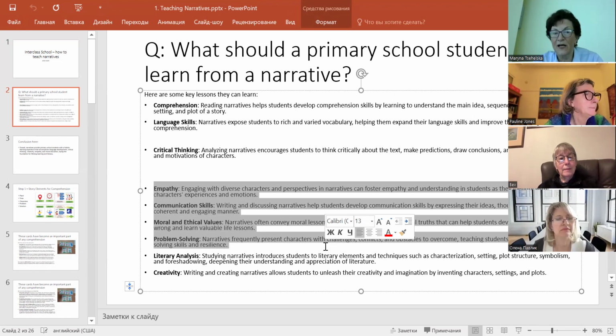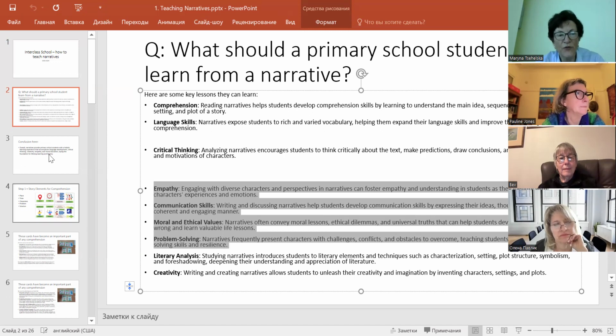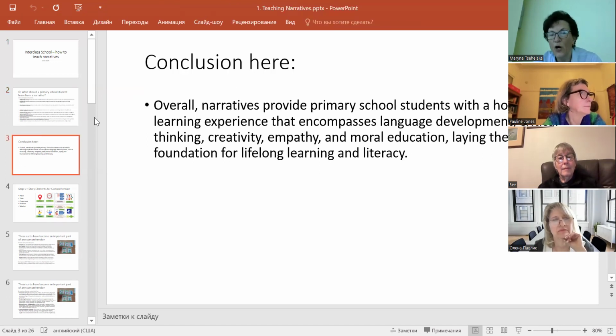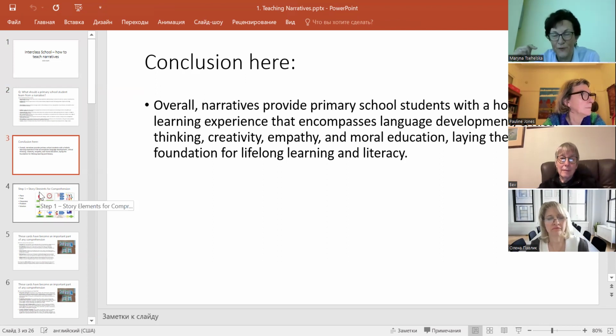They need to learn communication skills, because most of them still study online, and even simple communication can be difficult. They need to learn moral and ethical values, because they are so very important if we look at the Ukrainian situation now, and of course problem solving. So with all this, we probably need to provide them with the learning experience that helps them to do this. And now I'll be going through the steps.